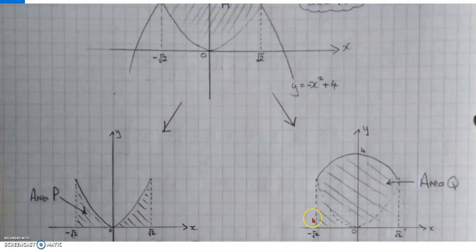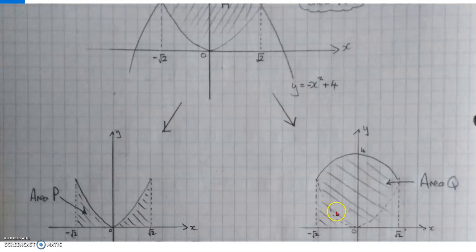Now, if, on the other hand, I look at the inverted parabola at the top between these two limits, root 2 and minus root 2, clearly, if I integrate this curve here, this one here, y equals minus x squared plus 4, between minus root 2 and root 2, I'll get the entire area underneath this parabola from there to there.